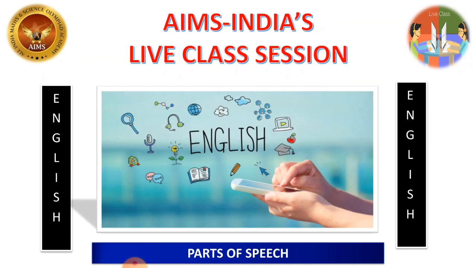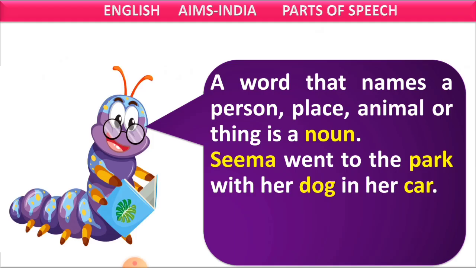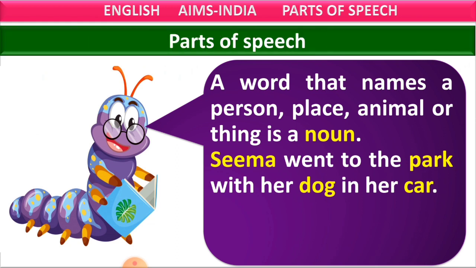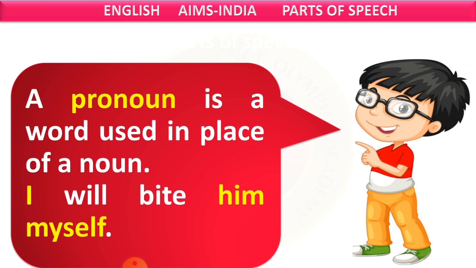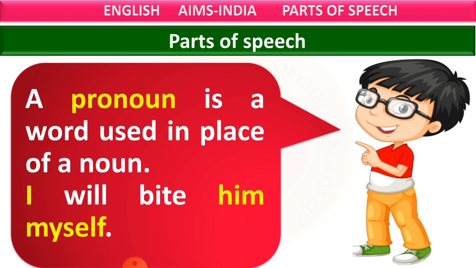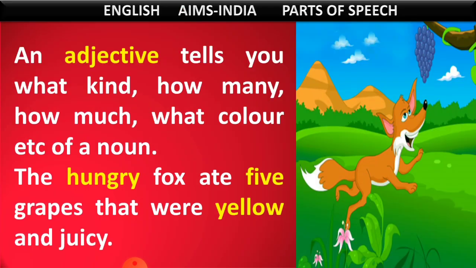So today let us go with some exercises of parts of speech. Okay, before starting our exercises, I would just like to revise what we have learnt yesterday. All the 8 parts of speech. Let us go with the definition. Here, the first one is the noun. A word that names a person, place, animal or thing is a noun. Clear children? What is a pronoun? A pronoun is a word used in place of a noun.